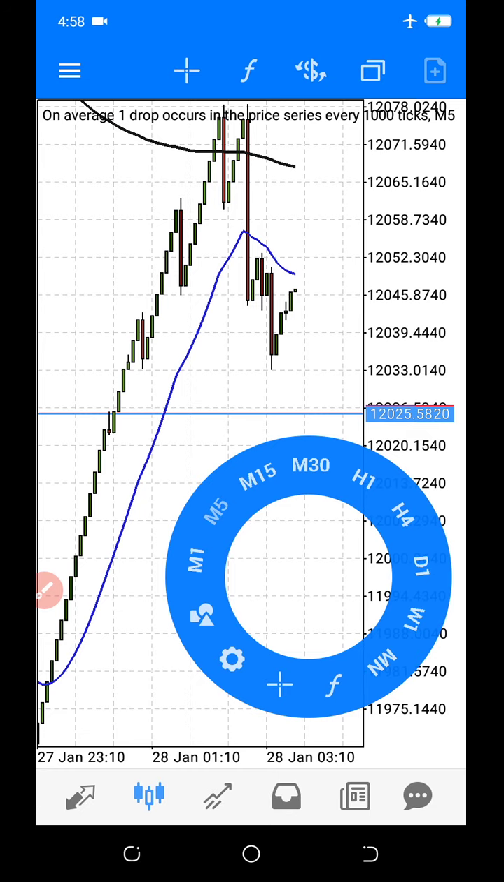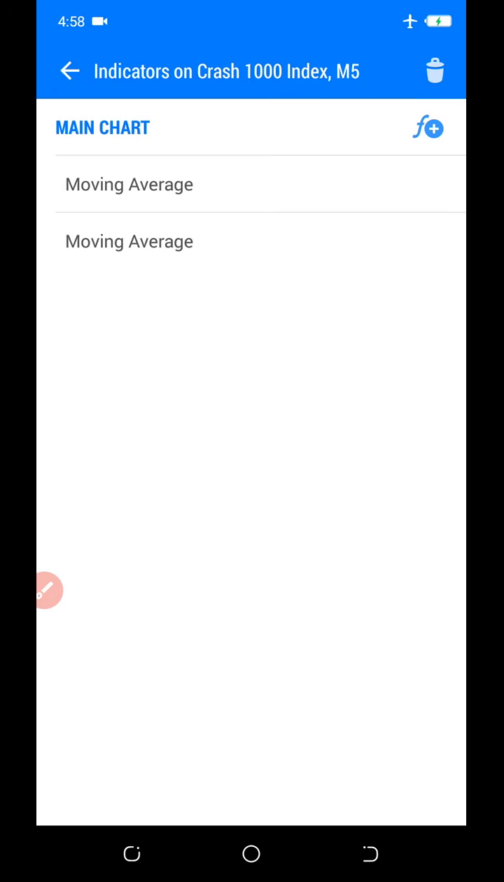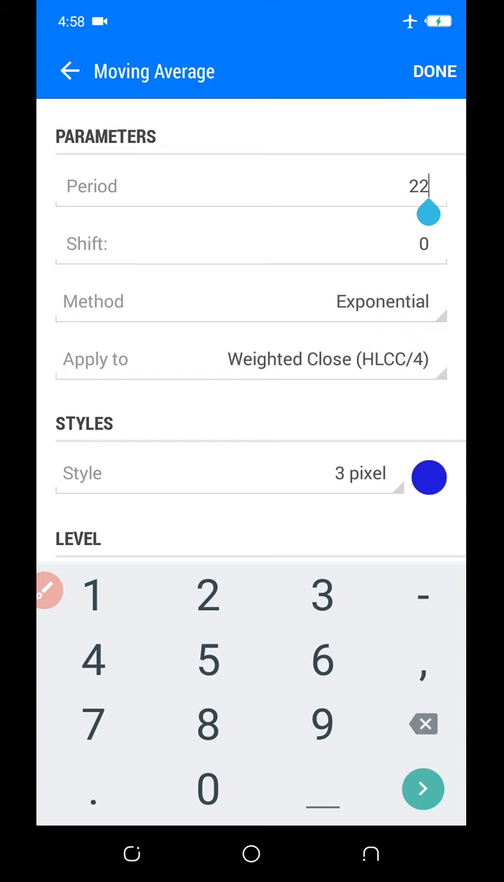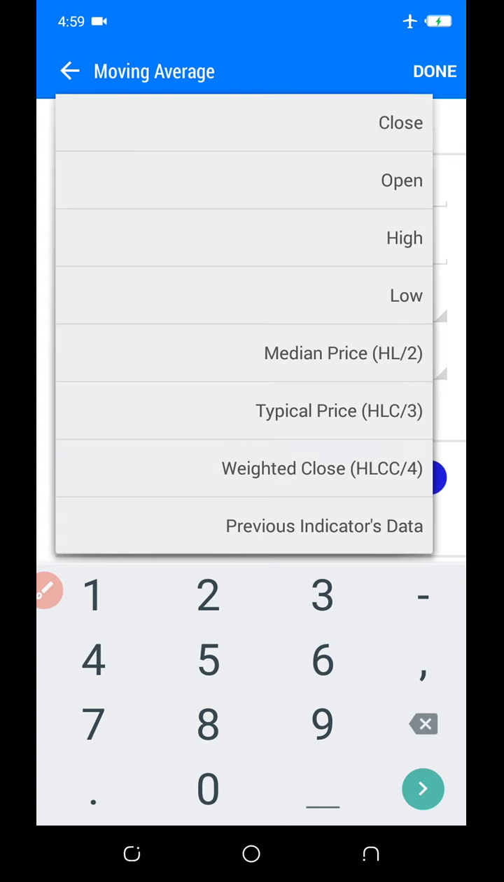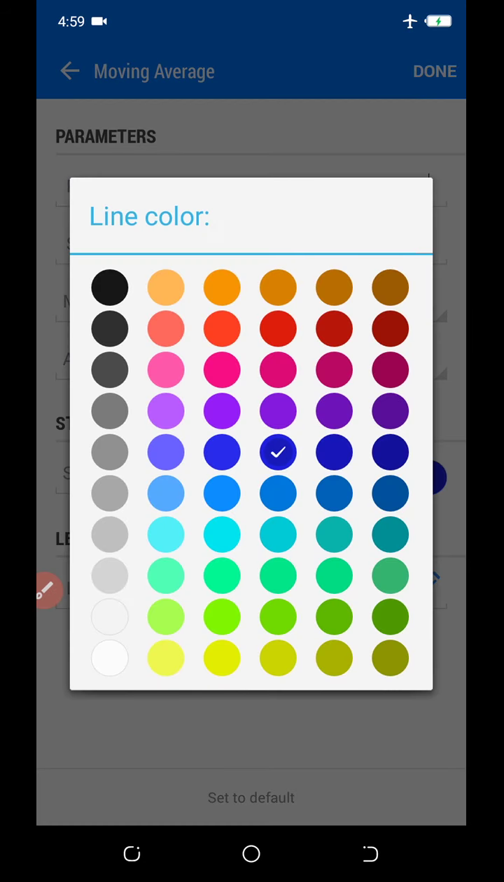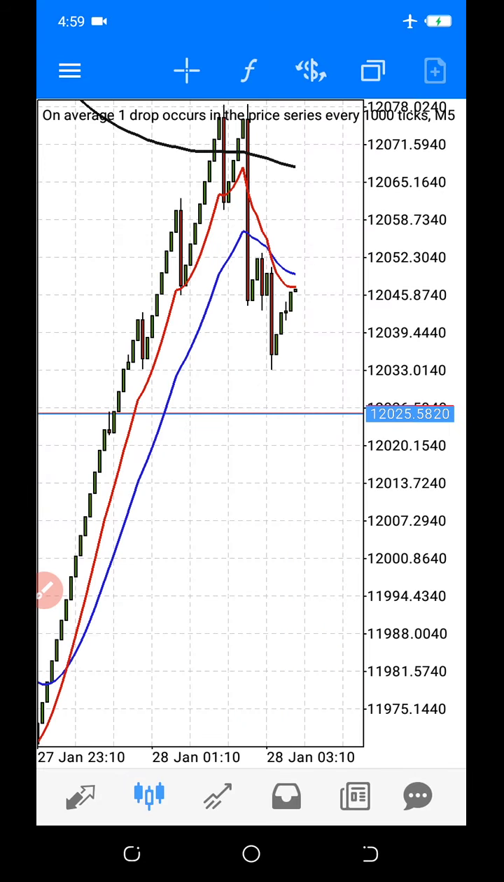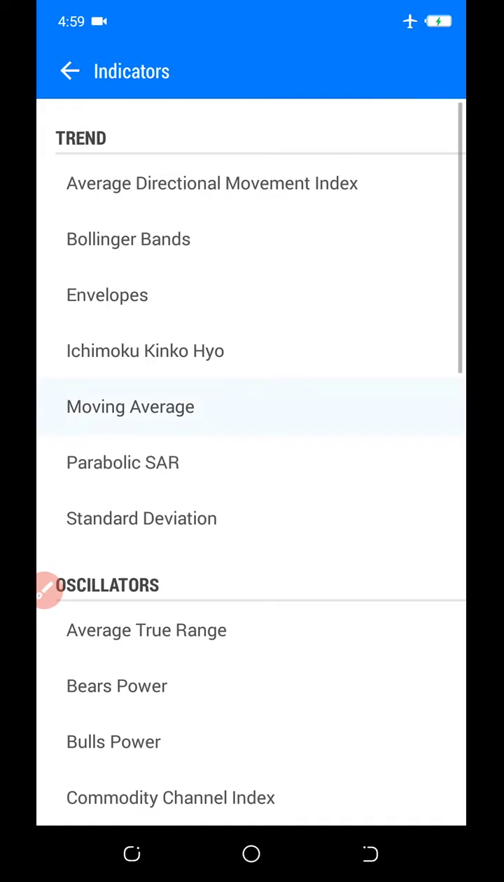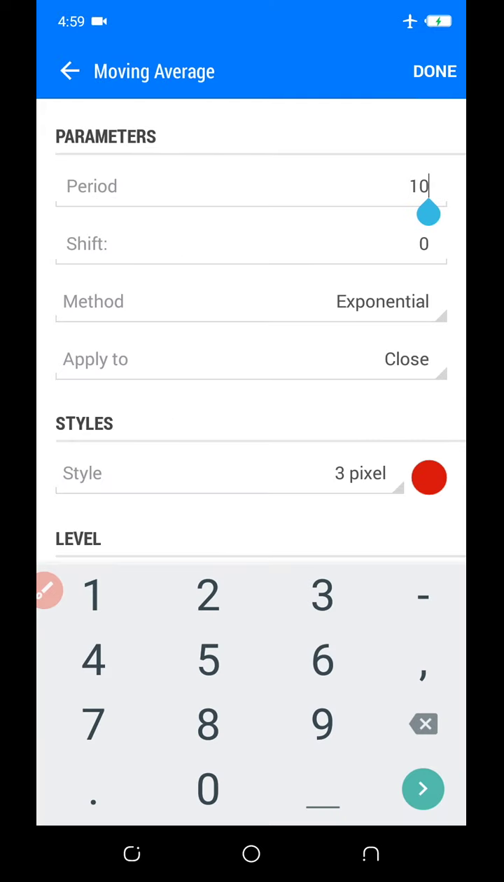Then we're going to add another moving average, and that will be 10. Apply to close, the color will be red. And then we're going to add another important moving average. I'm going to add it, and that will be 9.